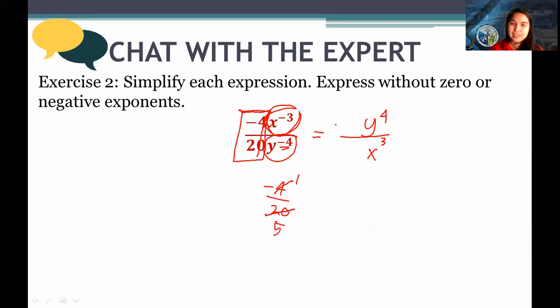5. So the answer is negative. You could place a negative here. 1, it's okay not to write 1 on top. Then 5 at the bottom. So the answer is negative y to the power of 4 over 5x to the power of 3. Like what Ali is typing. That's it.